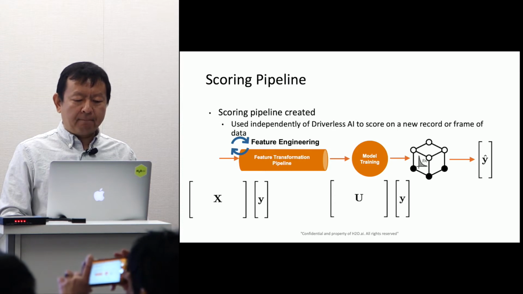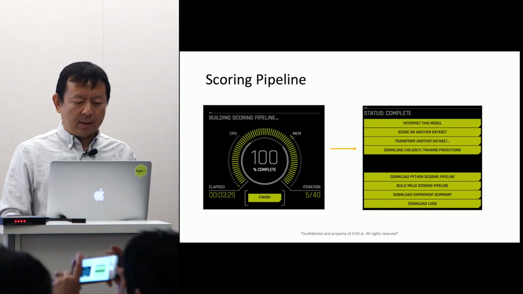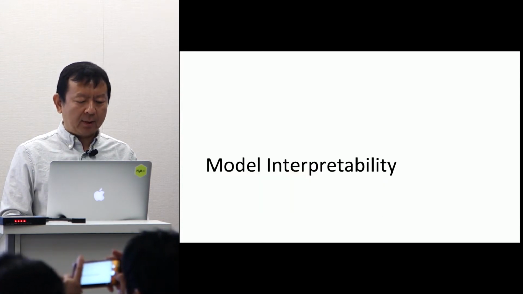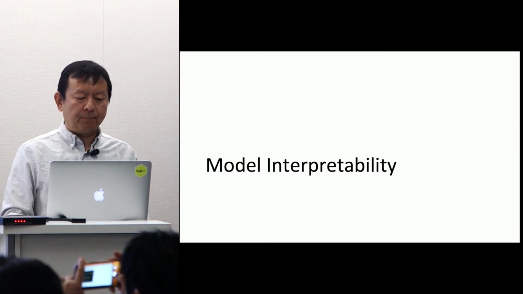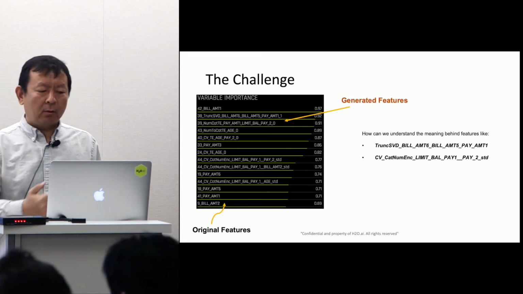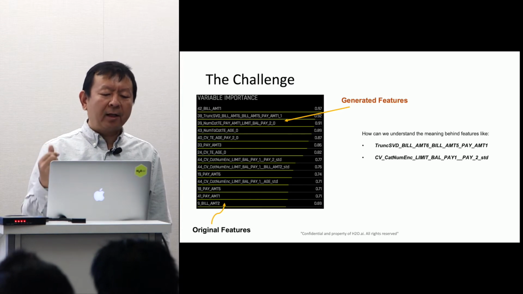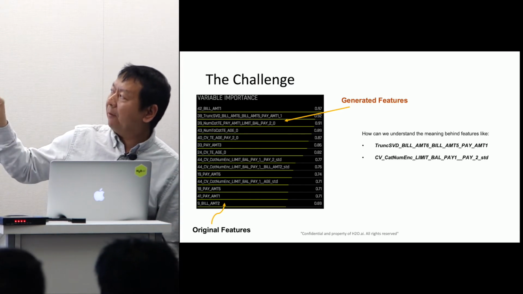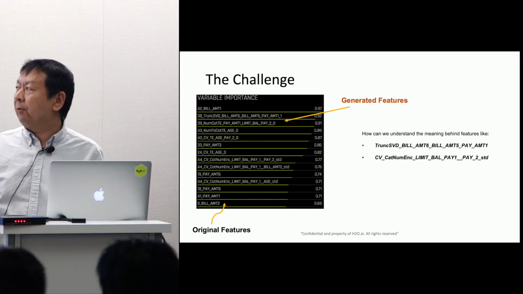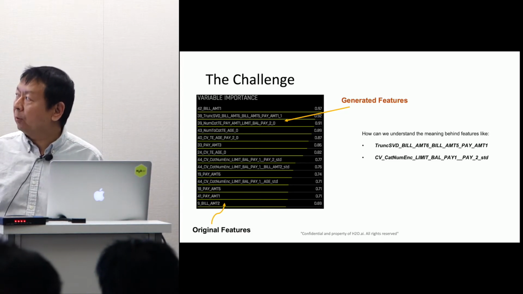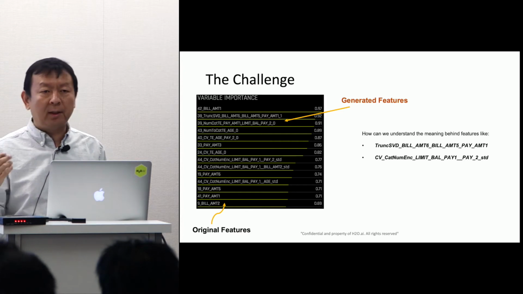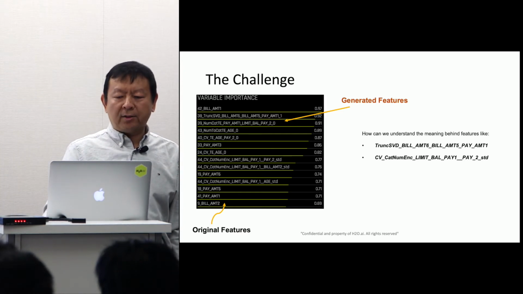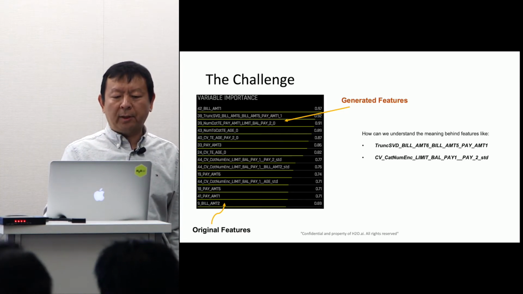Scoring pipeline, you will try this by yourself. And okay, the last slide I want to show is the interpretability. We already talked about these. So when you build a model, we have automatic feature engineering. So just like this slide shows, you will see that we have so many engineered features, generated features in your final model. How can we understand what's the meaning of that? That's the question about machine learning interpretability.